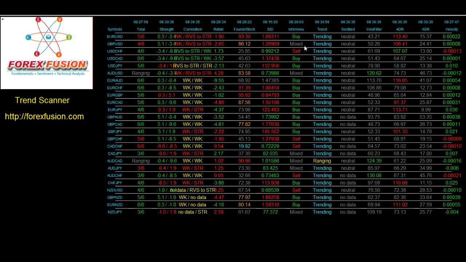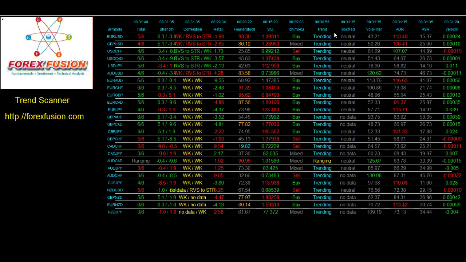Forex Fusion in general is a trend following system. What we're looking for are hard trends, definable trends, and we buy dips in those trends, and we're looking to sell rallies in those trends. And for that reason, the trend scanner is looking to identify these trends. And so again, Ichimoku helps us identify if there is a trend.